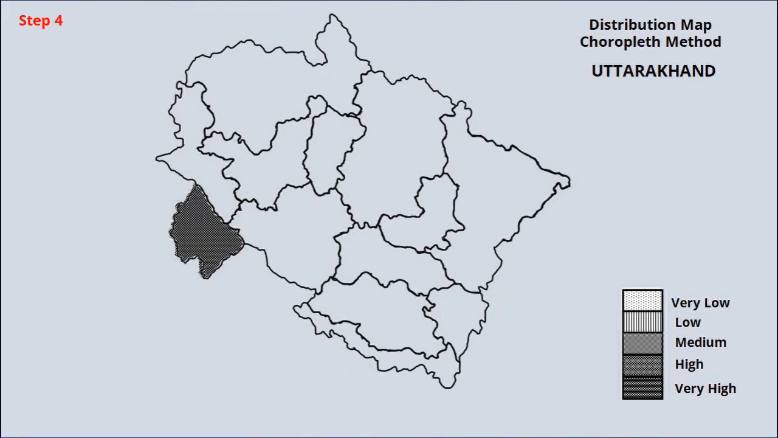Step 4. Let's take the first district, Haridwar, and locate it on the map. Using the color corresponding to its population density value of 801 from the color scale, we'll fill the district's shape or boundary with that color.